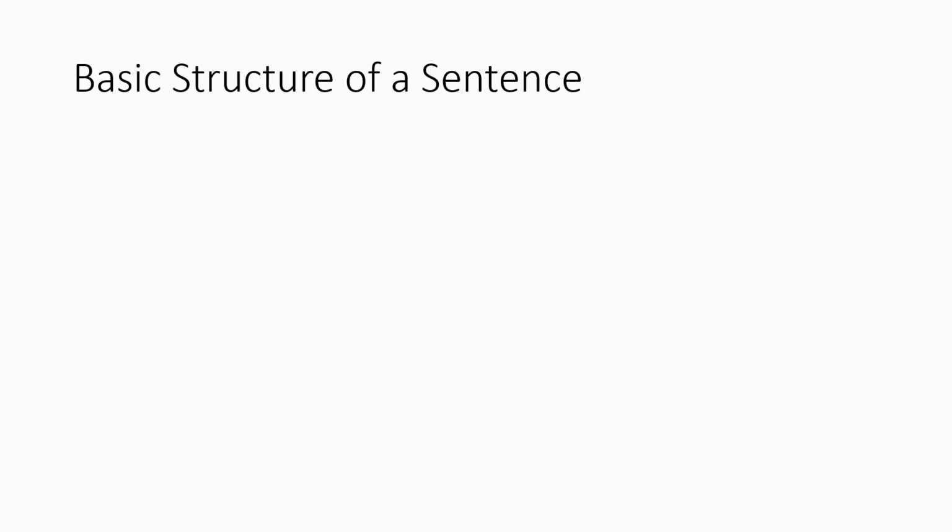Before we start discussing types of sentence structure or key elements of sentence structure, let's talk about the basic structure of a sentence. A sentence has two parts. One is called subject and the second is a predicate. So we can say that a sentence is a combination of two parts: one is subject and the second one is predicate.